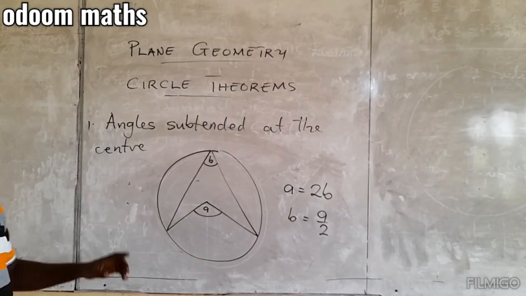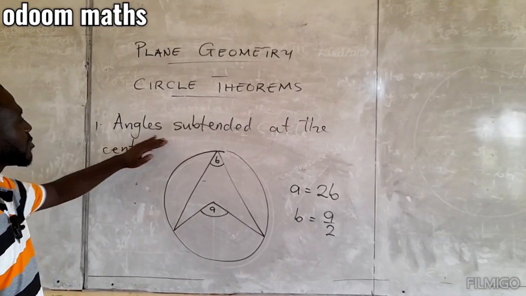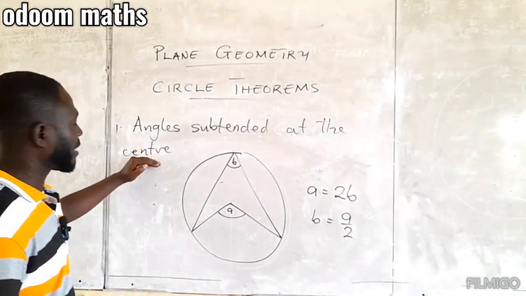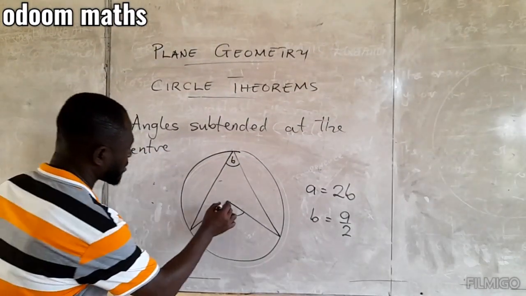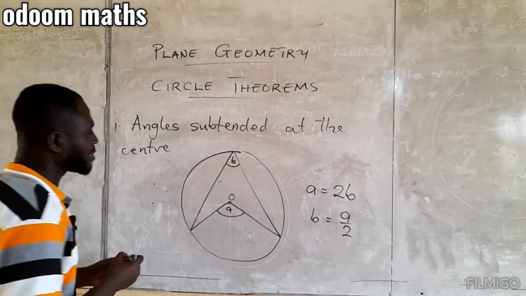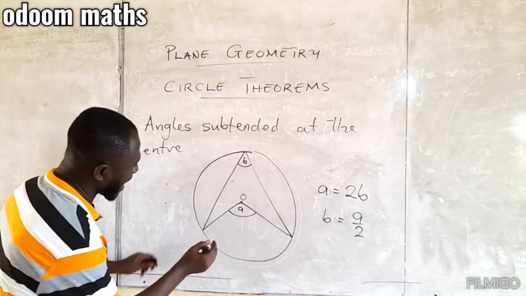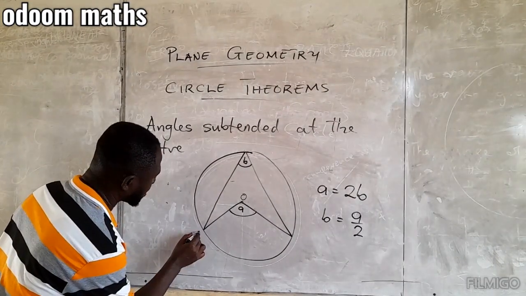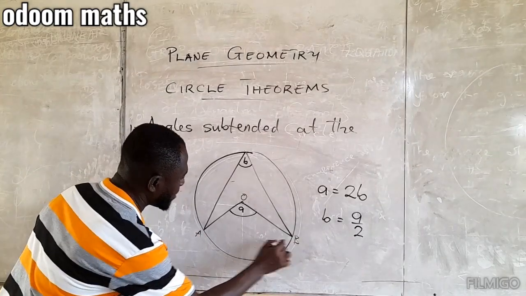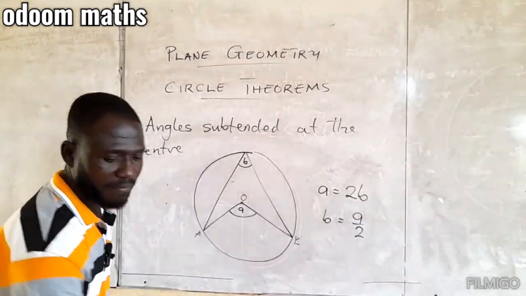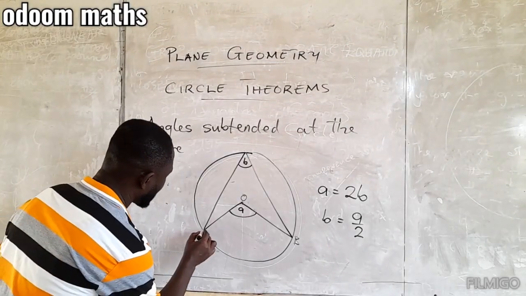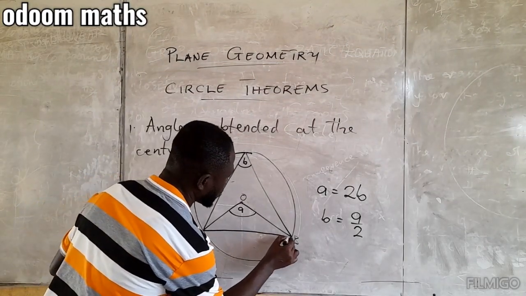Okay, now let's look at the first theorem: angles subtended at the center. This is my center, and I am marking it O. Now, let me join these points, naming them A and B. So I'm joining them together, from this point to this point.